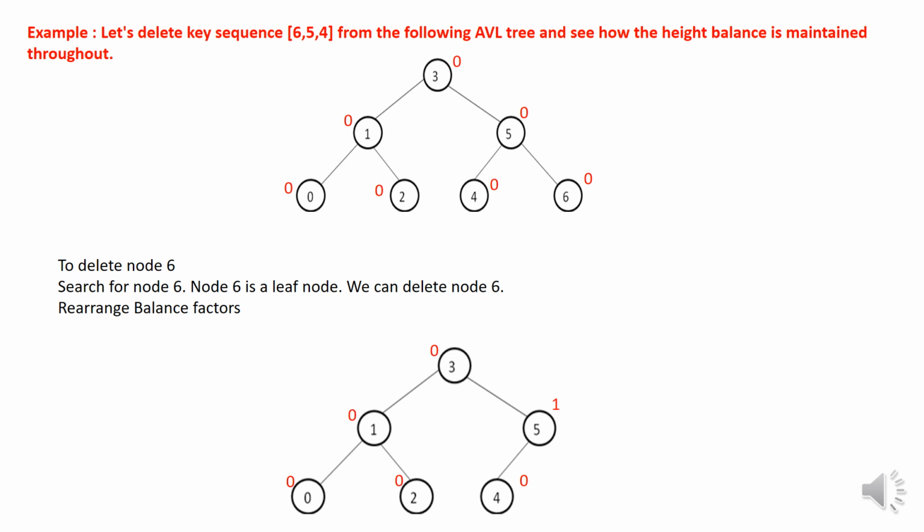To delete node 6, search for node 6. Node 6 is a leaf node. We can delete node 6 because it is a leaf node. Rearrange balance factors. After rearranging balance factors, we can observe that they are not exceeding 1. So, the binary tree created after deletion of node 6 is an AVL tree.